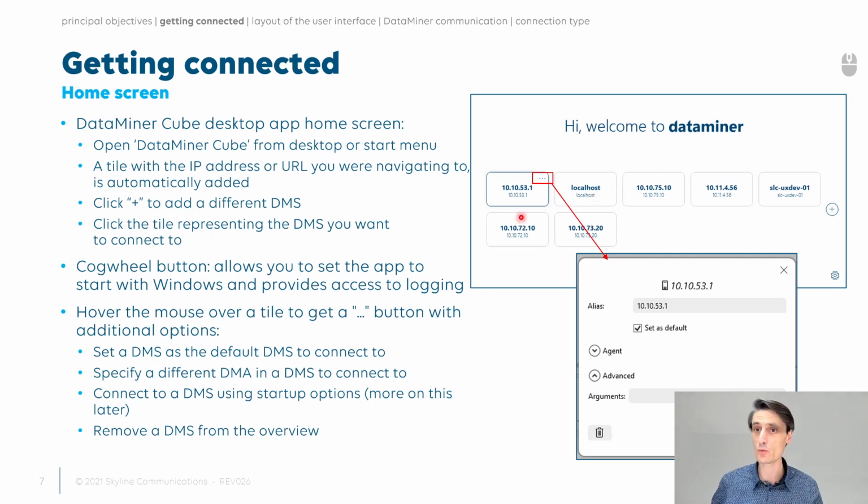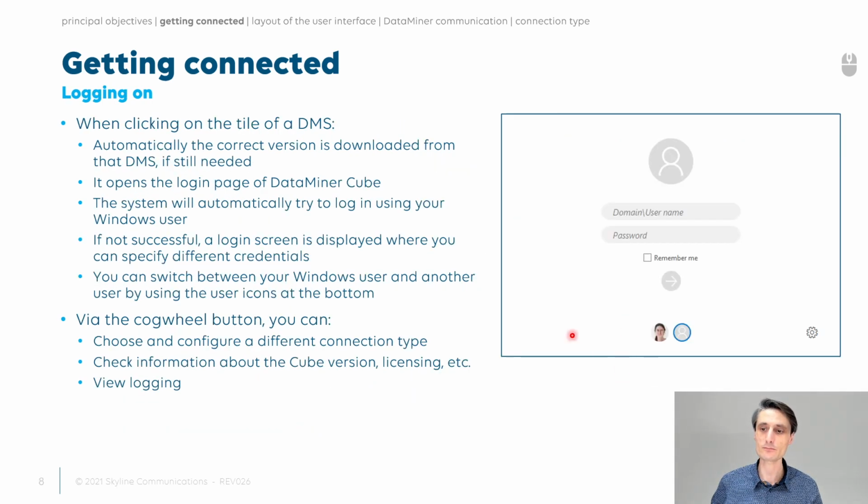Okay, as I mentioned, the welcome screen. You can add a whole series of different DataMiner systems on there. You do have the possibility to change the naming, the alias you want to have on there. You can set one as default. You can specify the entry point and some advanced arguments we will come back to later on. And as I said, the login window, it tries to automatically log in with your domain or with your account of your Windows operating system you are already logged in with. If that's failing, then you get this login window. You can toggle between both at the bottom.